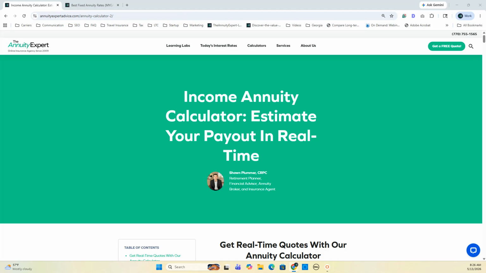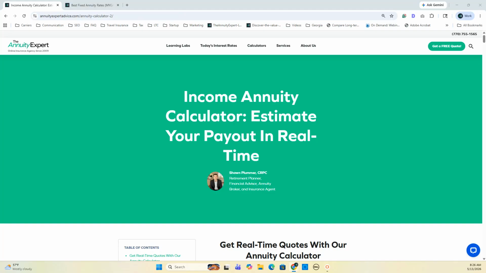You could do a life with 10-year period certain. You could do a life with 15-year period certain. You could do a life with 20-year period certain, and so forth. Right? You could structure it that way so that if you die prematurely, your beneficiaries continue to get those annuity payments. You could do a life with installment or cash refund.